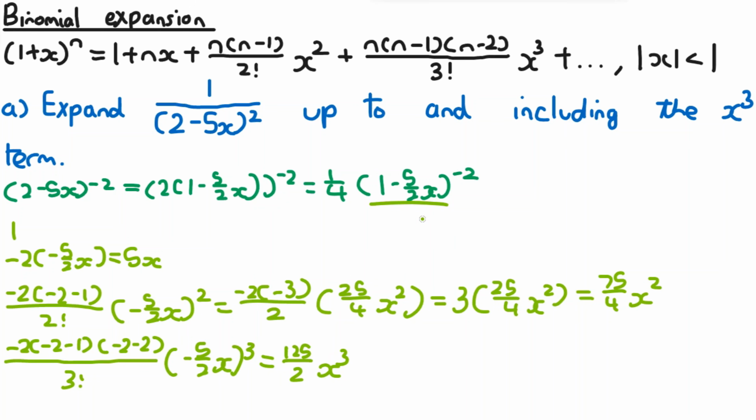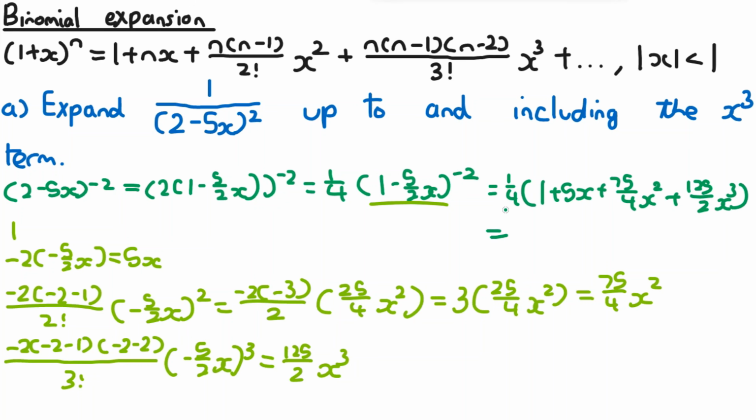So this is the bracket that we've expanded, so therefore this here is going to be equal to 1 over 4, and then these 4 terms, so 1 plus 5x plus 75 over 4x squared plus 125 over 2x cubed, like this.